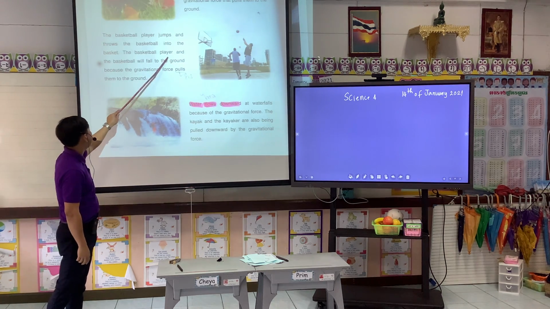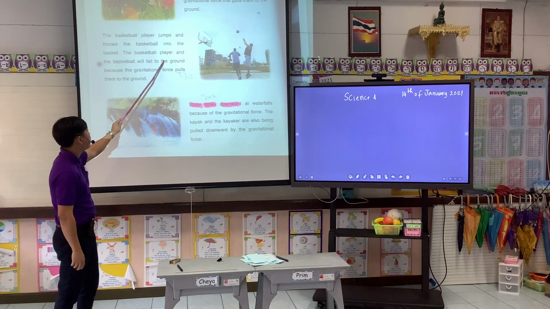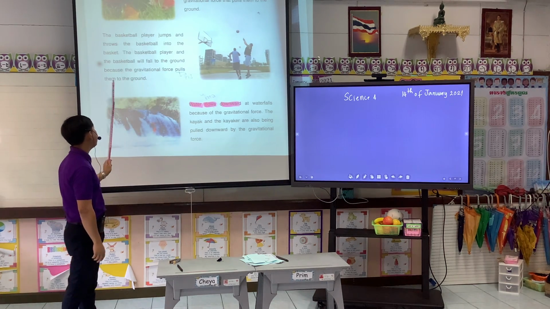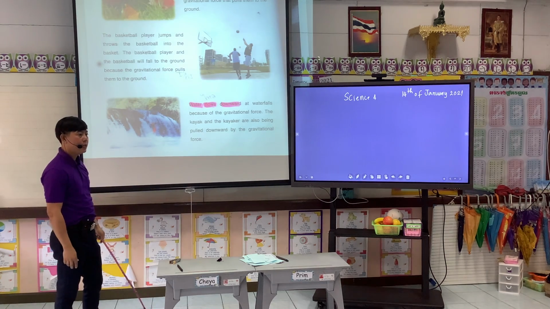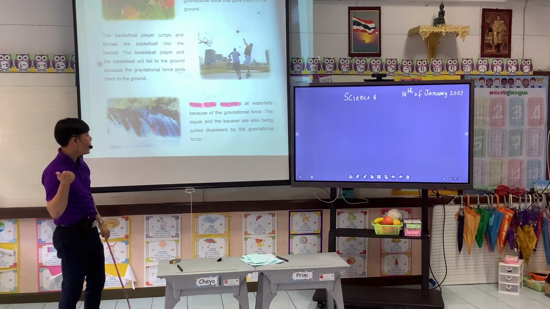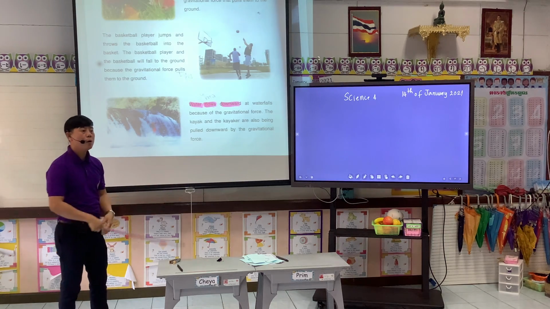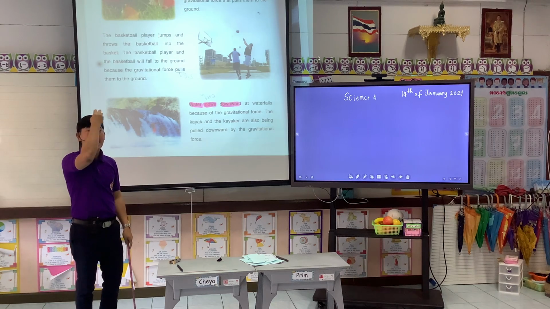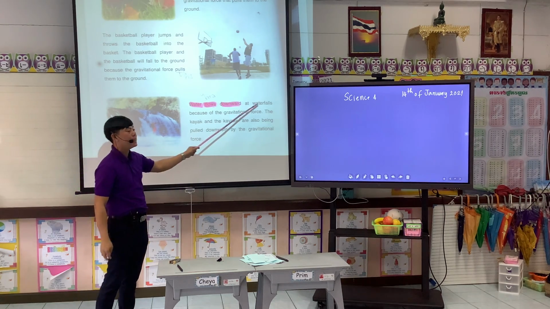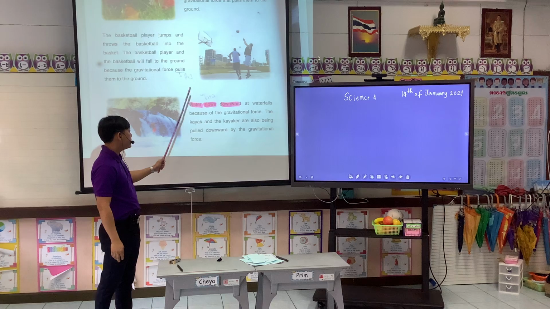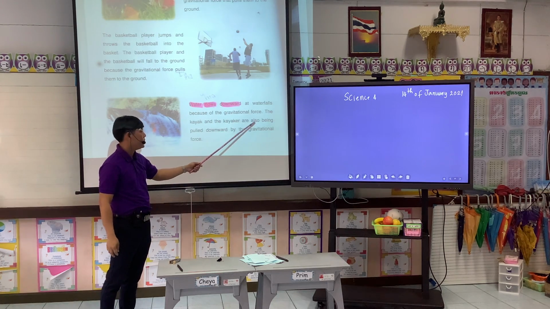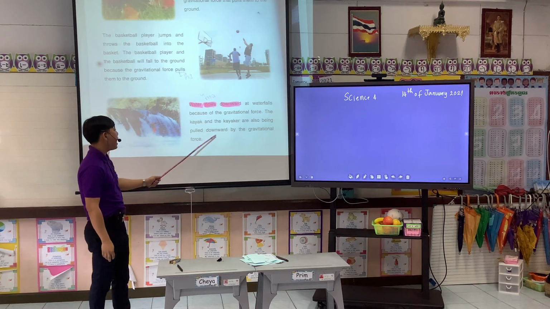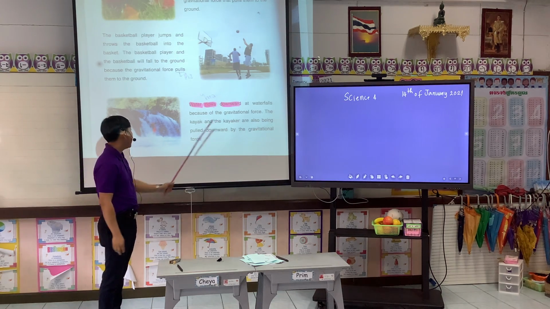The basketball players and the basketball will fall to the ground because the gravitational force pulls them to the ground. Okay, understand? Okay, next, water. How about water? Water flows downward. The water flows downward at the waterfalls because of the gravitational force. The kayak and the kayaker are also being pulled backward by the gravitational force.